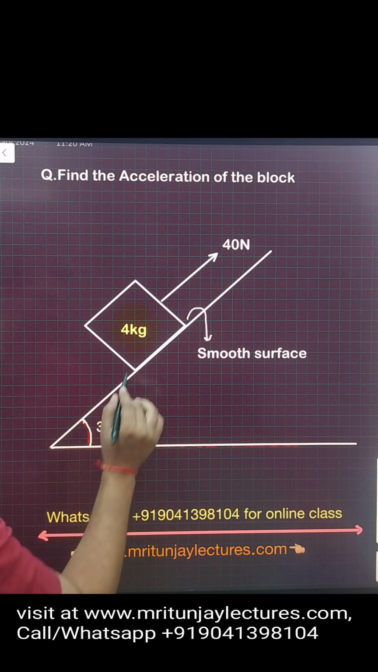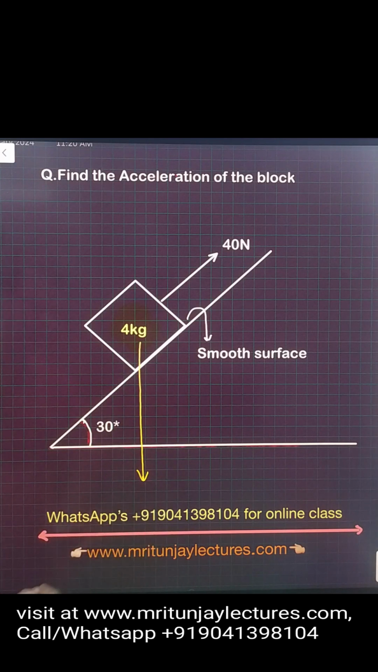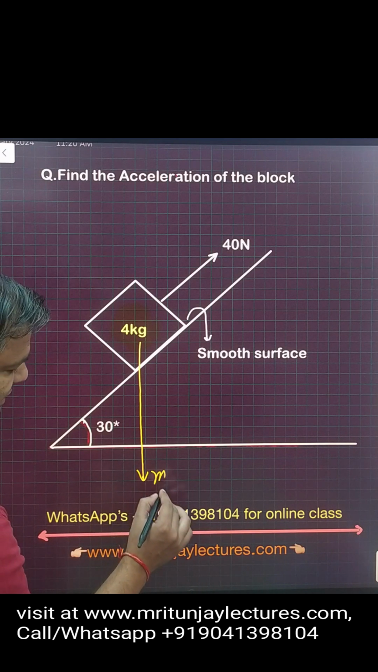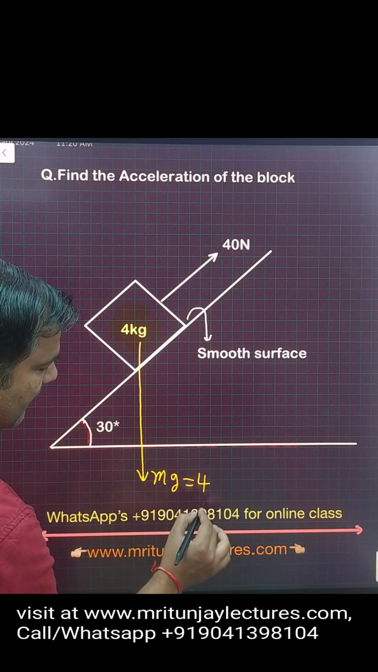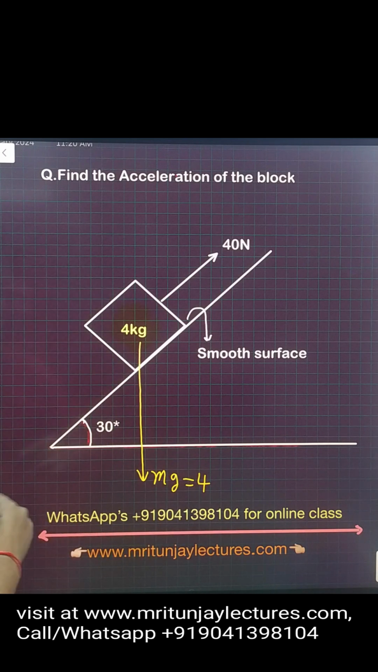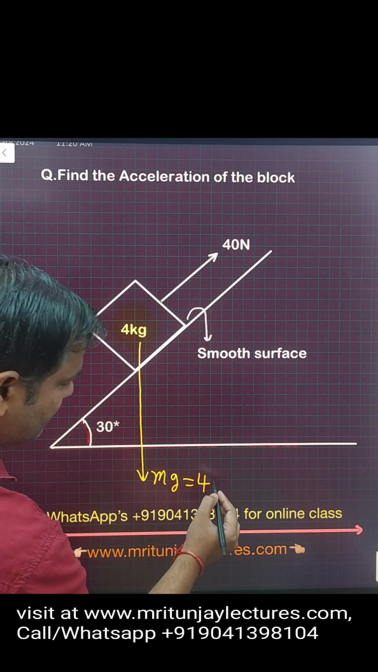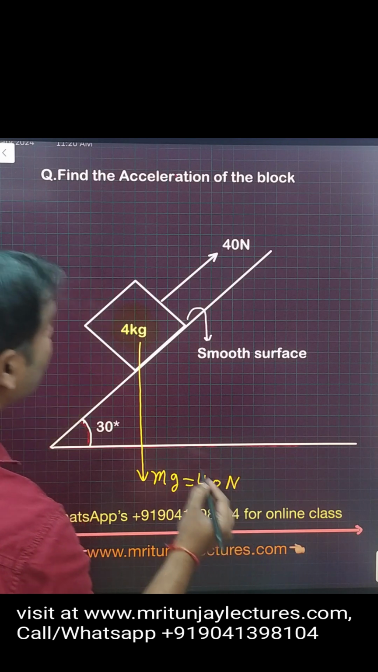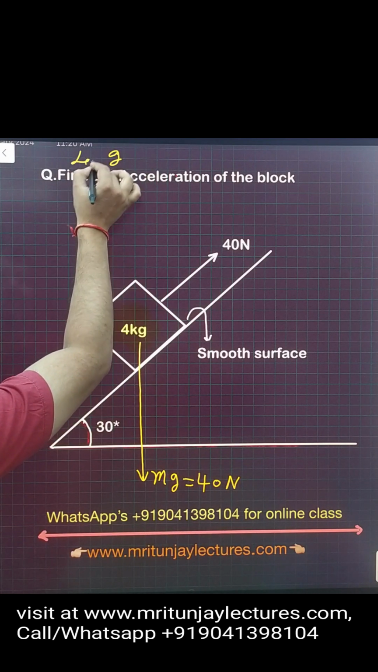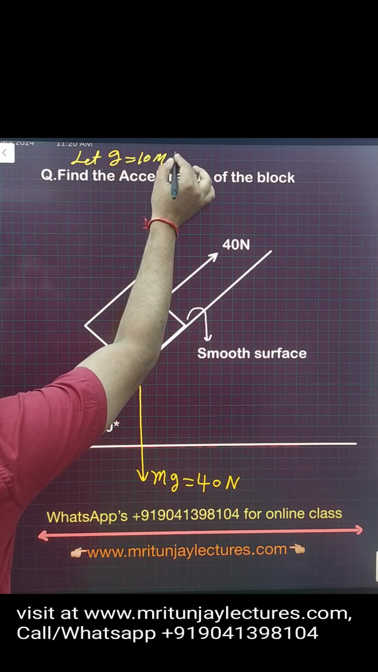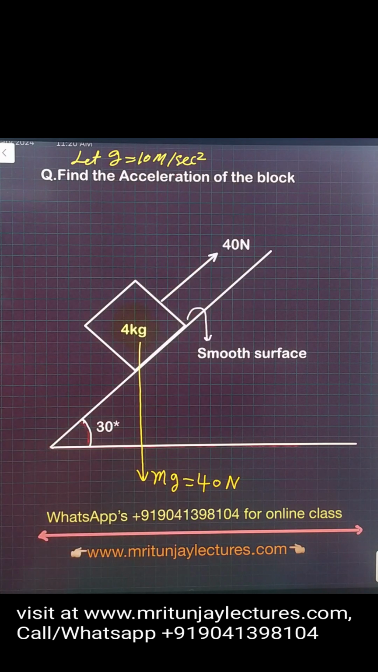Simply, if you make a free body diagram of the block, mg acts downward. So m times g, where mass is 4 and g, for simplicity, is taken as 10. So that is 40 Newton. Here we assume g equals 10 meter per second square, otherwise you can take 9.8. For simplicity we take 10, since the calculation is easy; otherwise the mathematical calculation is very tough. Using a calculator, we would get the accurate answer.